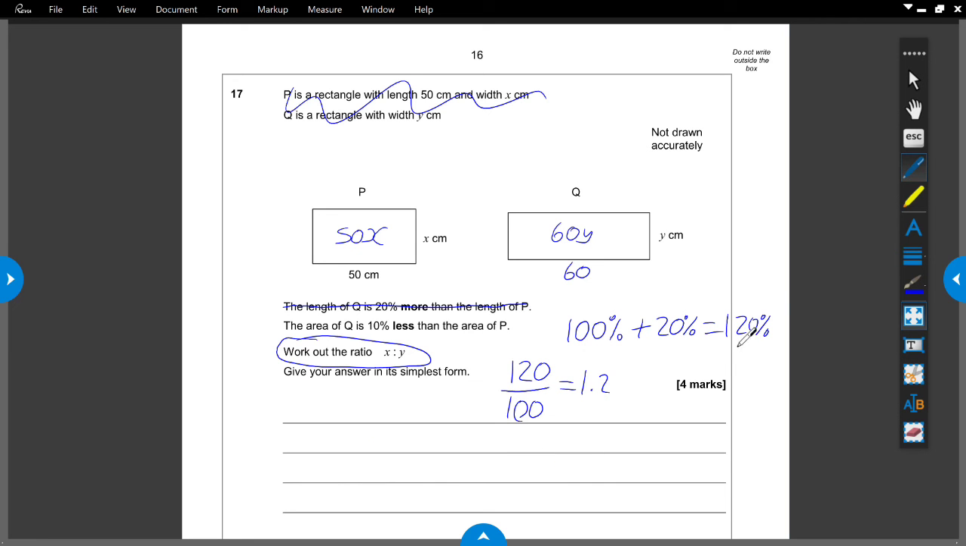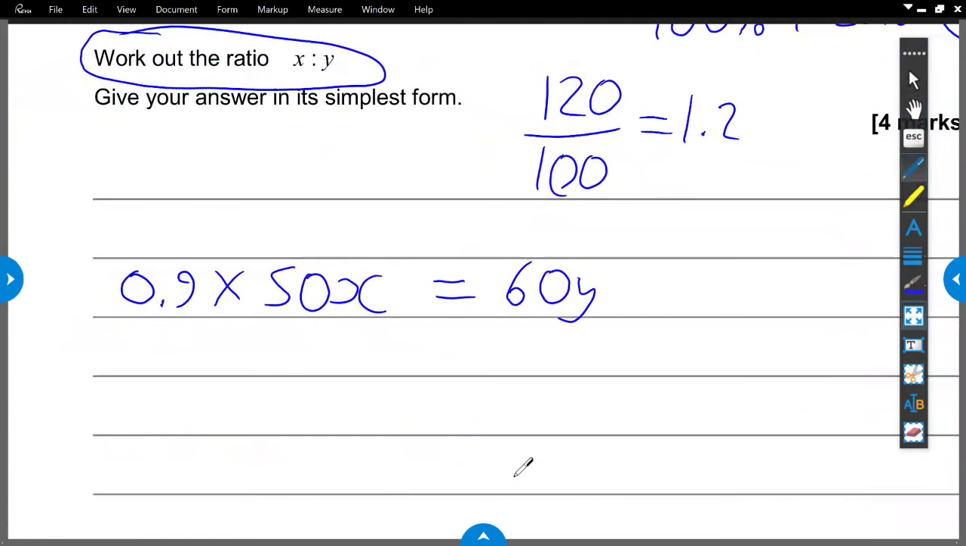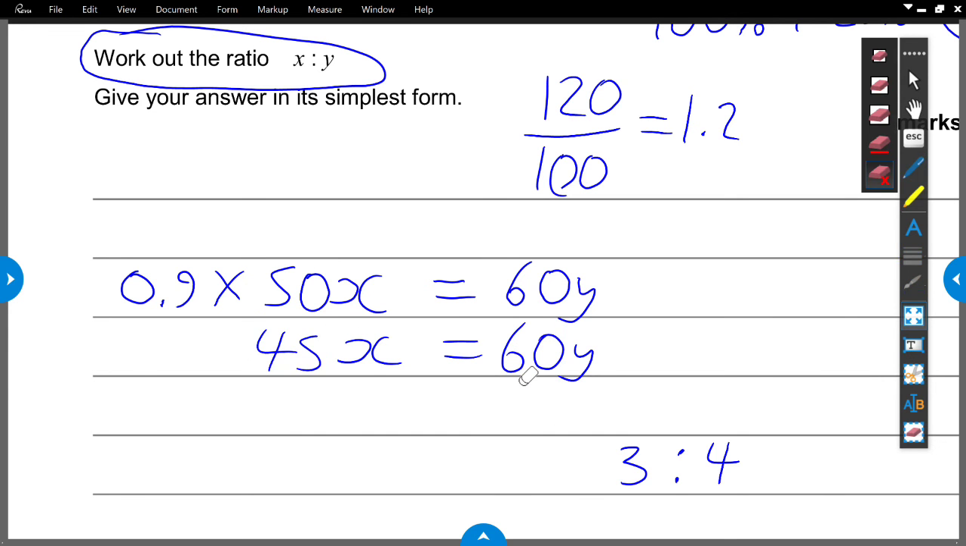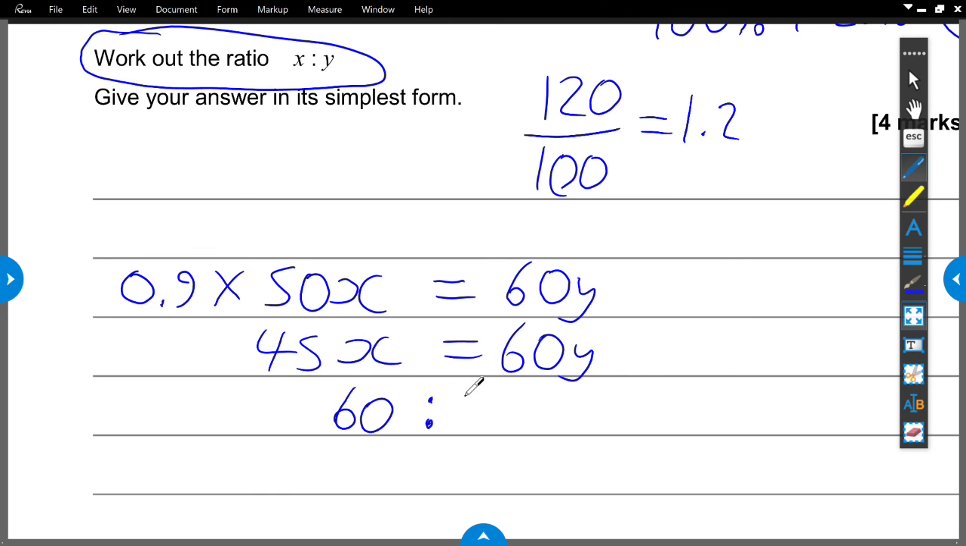Finding 90%, we can do this trick again. We're doing 0.9 of 50x, and that's going to be equal to 60y, which is fantastic. We've got an equation which we can start to work with. Simplify this, 0.9 times 50, 45x is equal to 60y. So if we times 45 by 60 and we times 60 by 45, that's going to be equal. So x could be 60 and y could be 45.